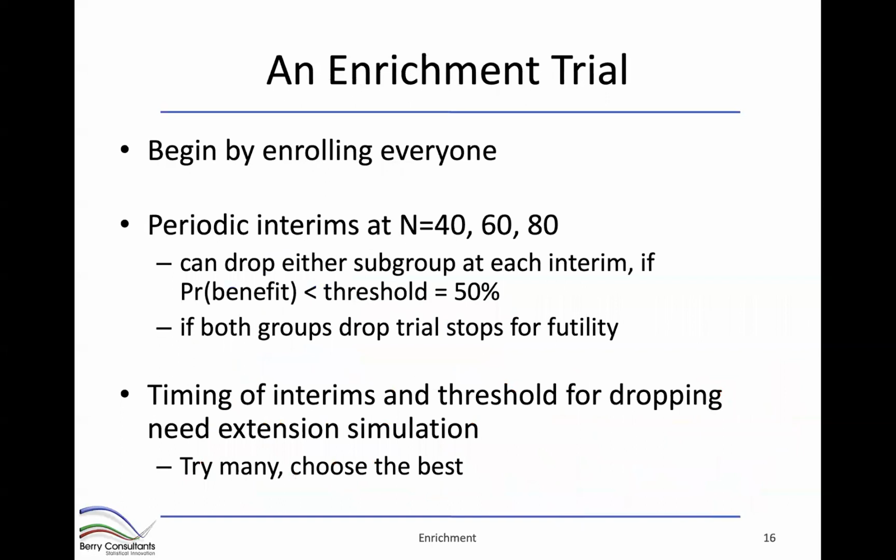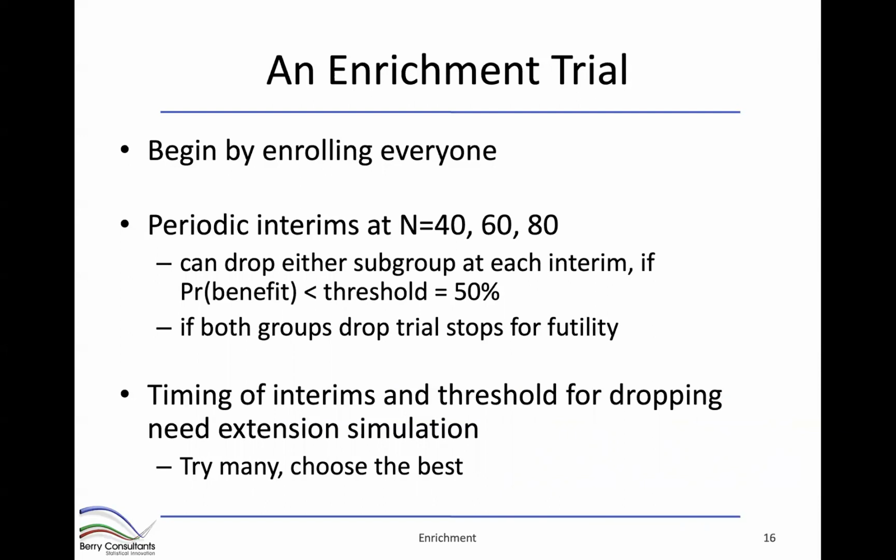The details of how this happens. So I'm going to begin this particular trial by enrolling everyone. I'm going to do periodic interims at 40, 60, and 80 subjects total. And at each of those interims, I'm going to allow myself to drop a subgroup if the probability of benefit is less than this threshold of 50%. So benefit just means that the treatment is doing better than the control within that subgroup.